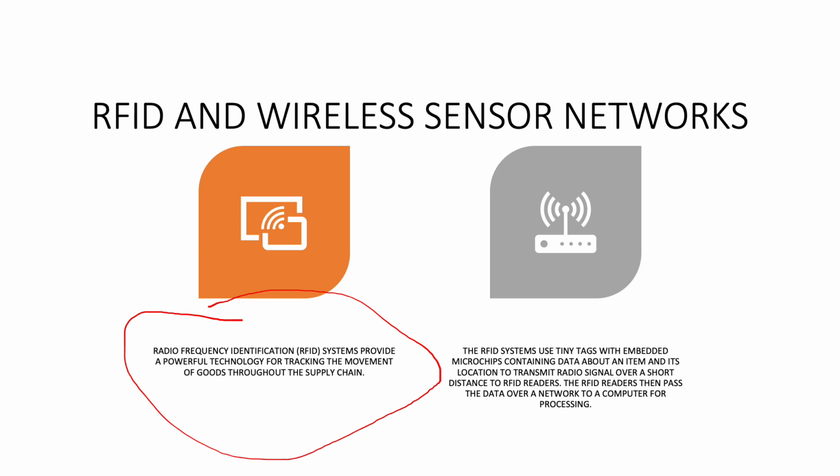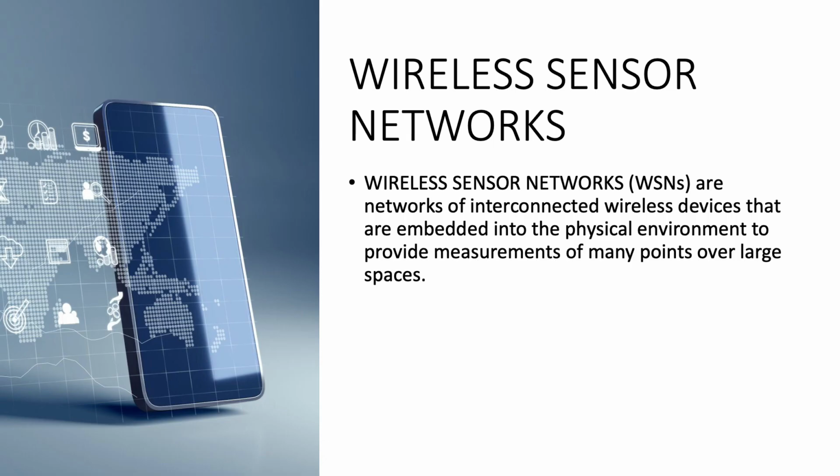Next, ano naman ang wireless sensor networks? Wireless sensor networks are networks of interconnected wireless devices that are embedded into the physical environment to provide measurements of many points over large spaces. These devices have built-in processing, storage, and radio frequency sensors and antennas. They are linked into an interconnected network that routes the data they capture to a computer for analysis.